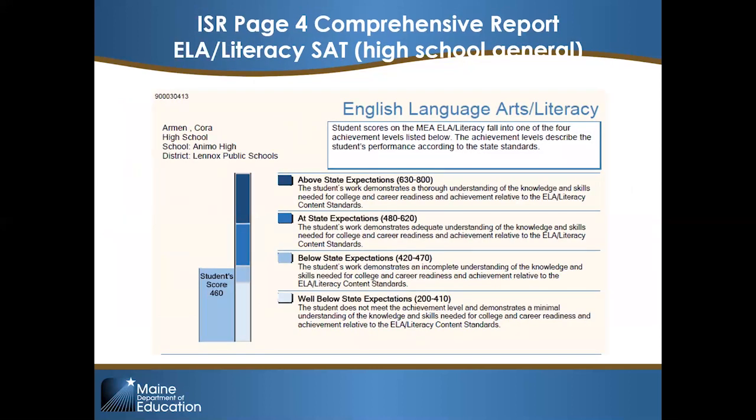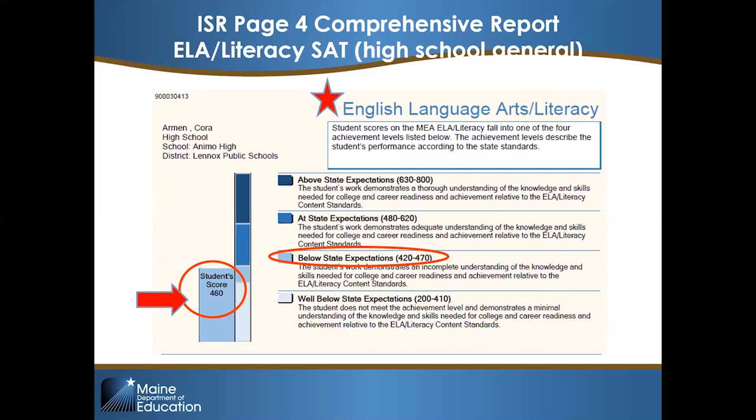Page 4 of the high school SAT ISR shows the results for the SAT ELA Literacy. Cora received a scale score of 460 in ELA Literacy, placing her in the achievement level of below state expectations. The score ranges for this achievement level are from 420 to 470.